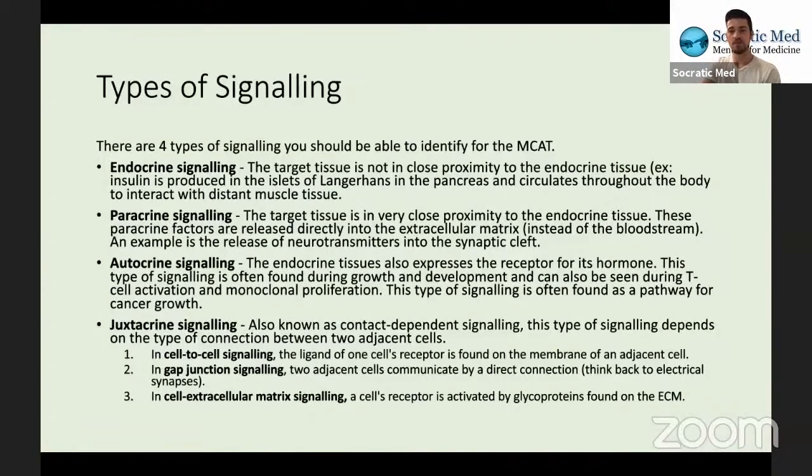And this is one of the ways that cells interact with each other and spread communication with each other. And it's important for cell proliferation and making sure that none of that goes out of check.